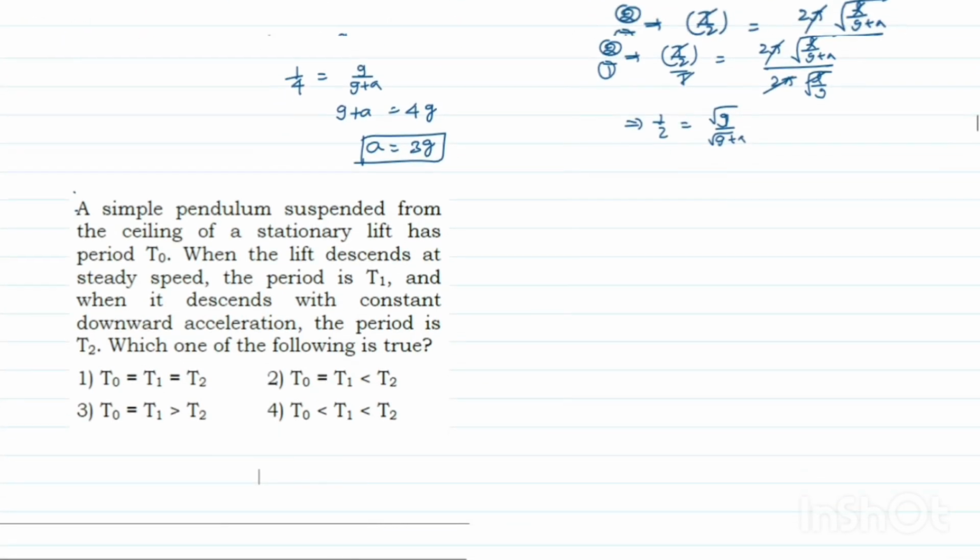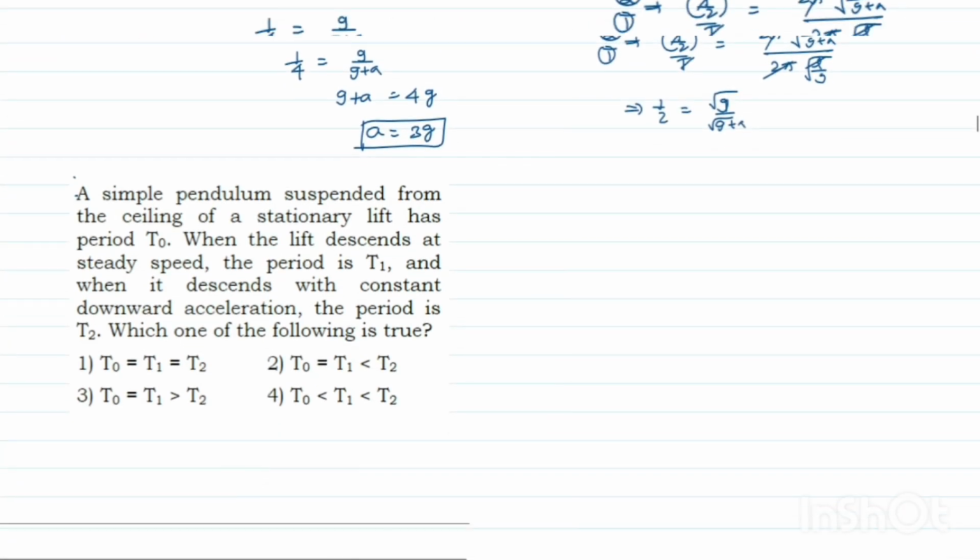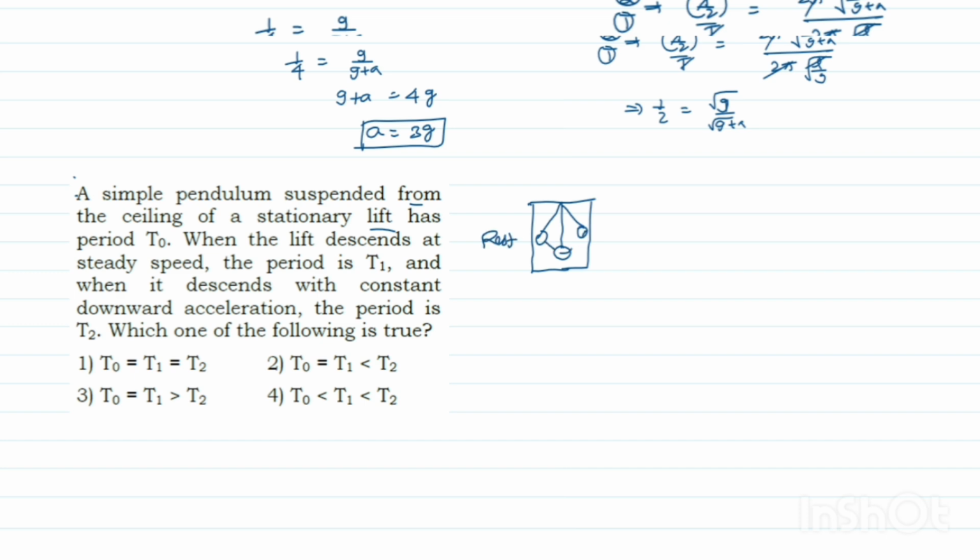Let us see the next question. The next question says: a simple pendulum suspended from the ceiling of the stationary lift. Here a lift is initially in the stationary mode, and you are suspending a simple pendulum. Now it makes oscillations. The time period at rest, T naught, is given, which is nothing but 2π√(L/g).